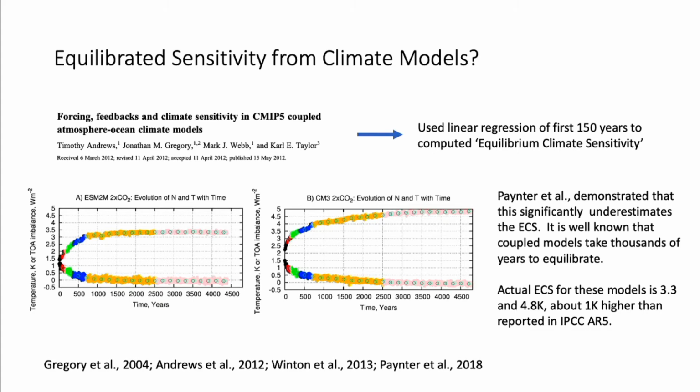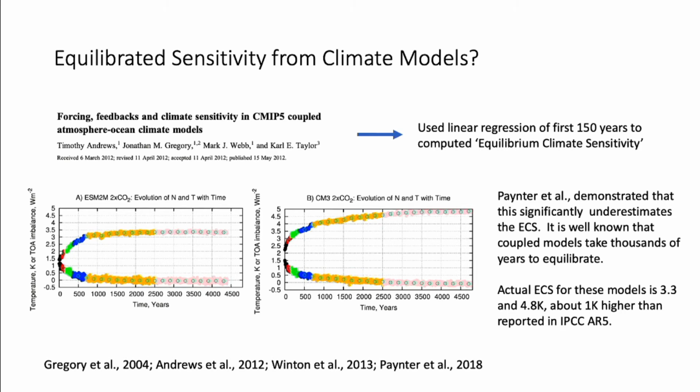This goes back to a paper by Gregory in 2004. You increase carbon dioxide by 4 times, you do a regression analysis, and they make various arguments to say that that's a good estimate of what your equilibrium climate sensitivity actually is. This has become a standard way of doing it. So this gives us numbers. It's a simple, relatively cheap way of getting a number.